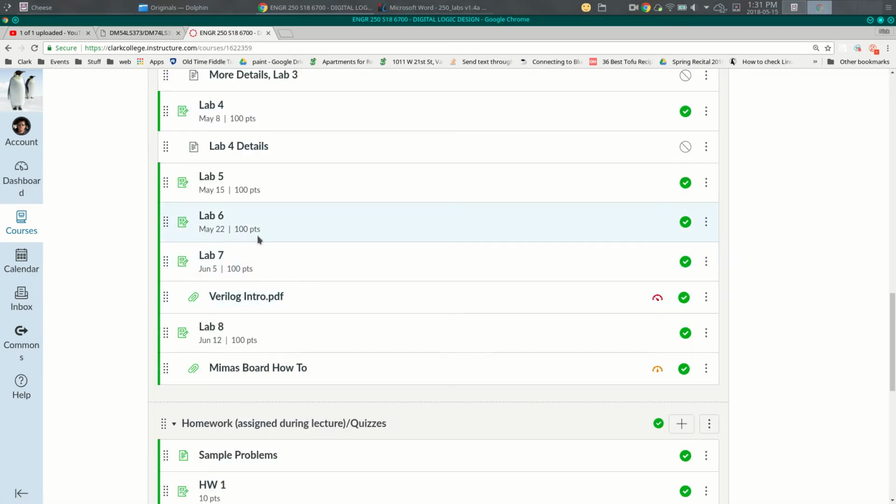Looks like May 22nd, so that's next week. Yeah, next week. And then a big long gap before Lab 7. And then a week to Lab 8. Lab 8's the optional one.